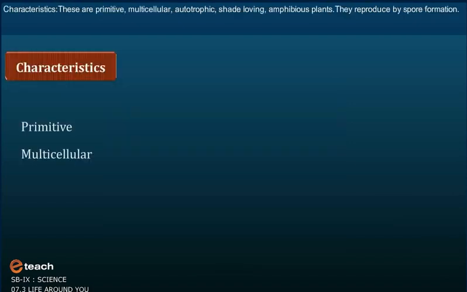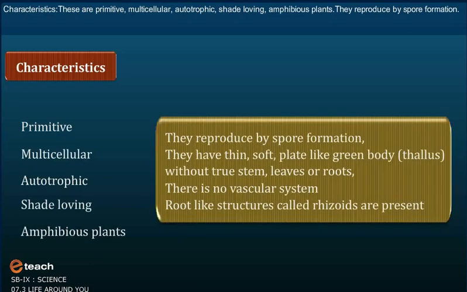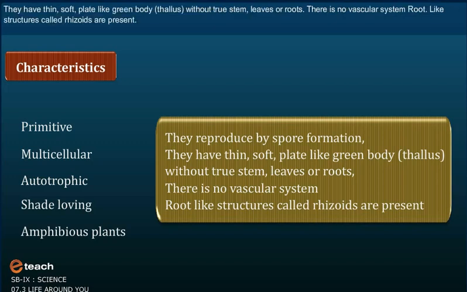Characteristics. These are primitive, multicellular, autotrophic, shade-loving, amphibious plants. They reproduce by spore formation. They have a thin, soft, plate-like green body, thallus, without true stem, leaves or roots. There is no vascular system. Root-like structures called rhizoids are present.